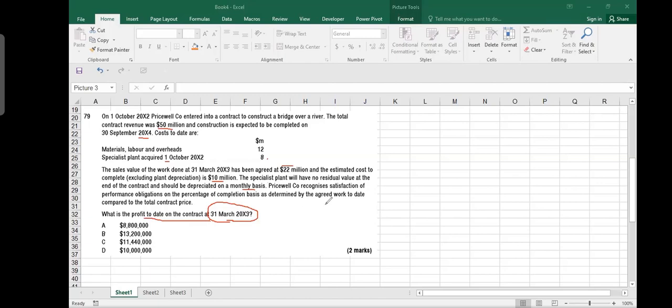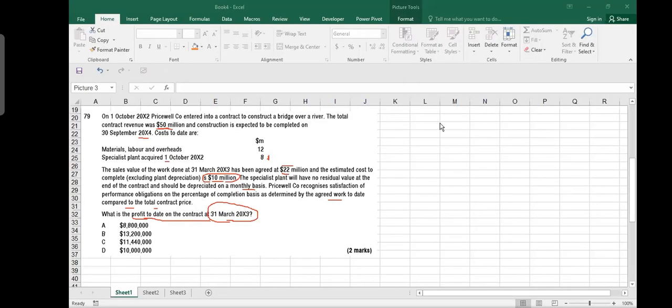Pricewell Company recognizes satisfaction of the performance obligation on the percentage of completion basis, as determined by the agreed work to date compared to the total contract price. And agreed is 22 million out of 50 million of work. So this is what we have done so far. And they ask you what profit you should recognize. So you should first calculate how much revenue there is and how much the cost is, and then you come up to the profit.